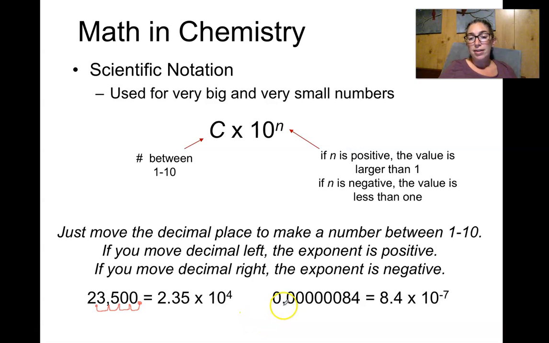And then here, in this number, we're going to move the decimal place to the right, 1, 2, 3, 4, 5, 6, 7 places to get a number between 1 and 10. 8.4 is between 1 and 10. So 8.4 times 10 to the negative 7th. Did I count that right? 1, 2, 3, 4, 5, 6, 7. We moved it 7 places. And since it's a very small number, and we moved those decimals to the right, we have to make sure that we include that negative sign in the exponent, that it's negative 7.